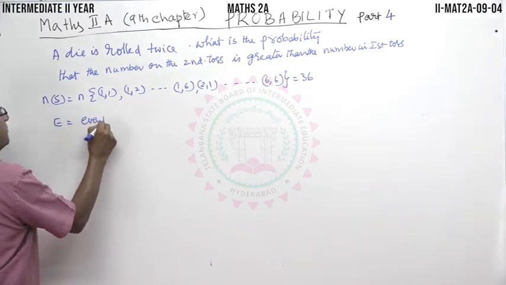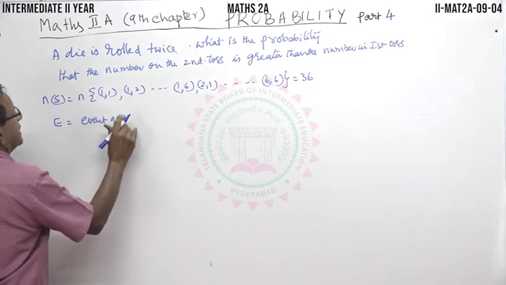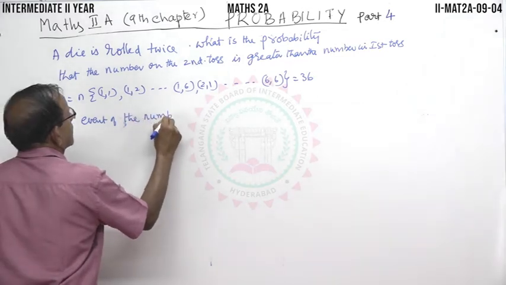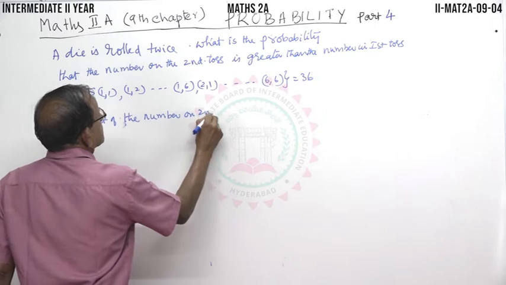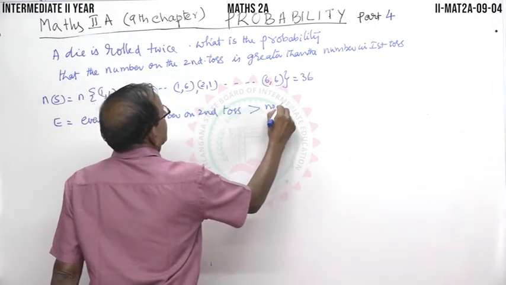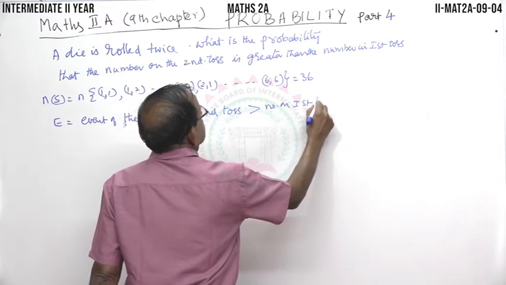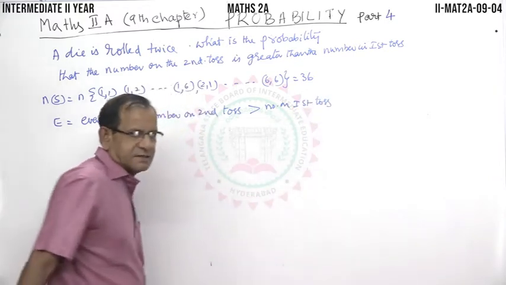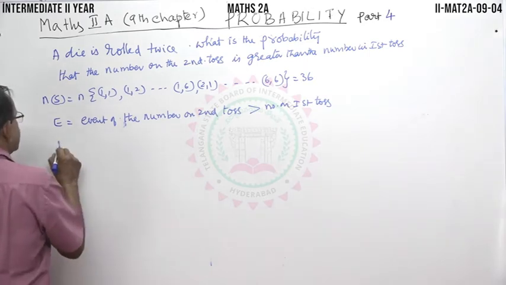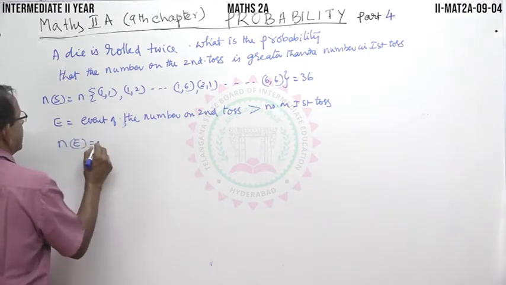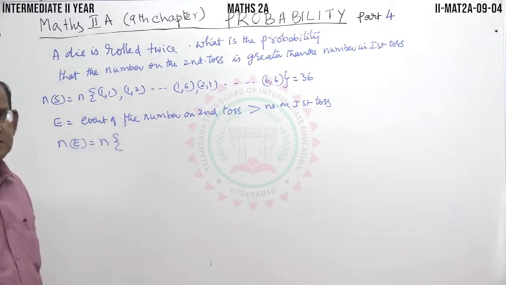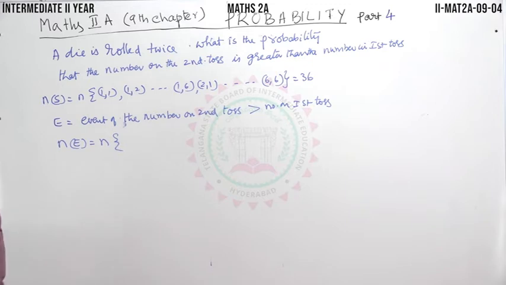Event of the number on second toss greater than number on first toss. That is the required event. So what are the possible outcomes in favor of this? Number on the second toss must be greater than number on the first toss.